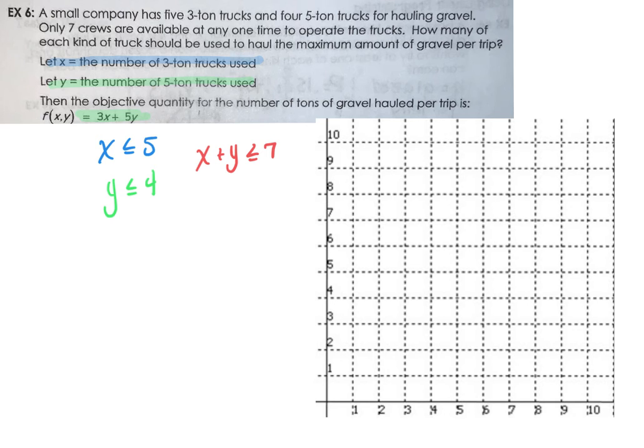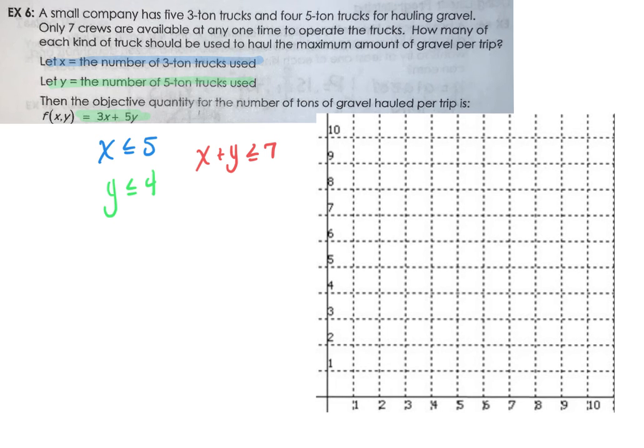For the x plus y is less than or equal to 7, your intercepts here both will be 7. So we have an x-intercept at 7, and we have a y-intercept at 7, right? And that is going to be right here. Less than or equal to 7. The other two are vertical and horizontal lines, right? We have a vertical line at 5 for the less than or equal to 5 for x, right? So that's a vertical line right here.